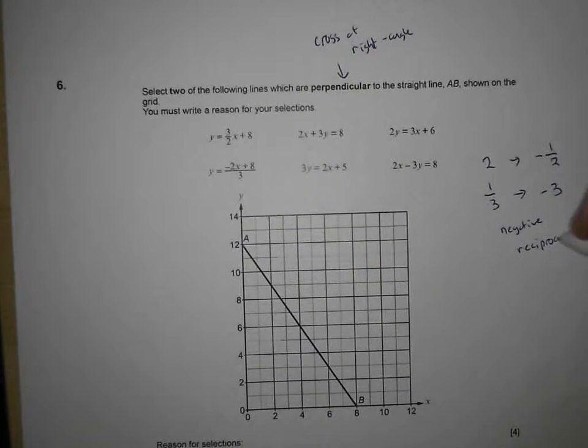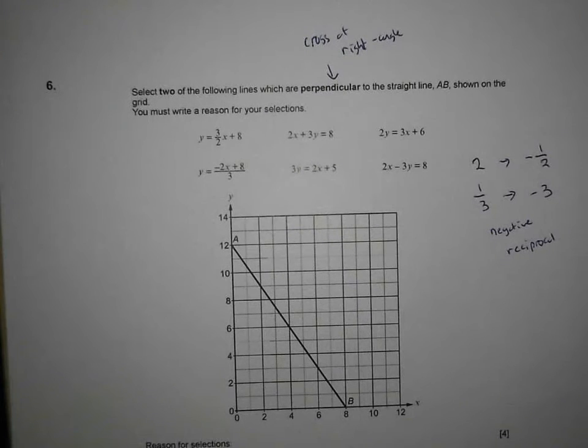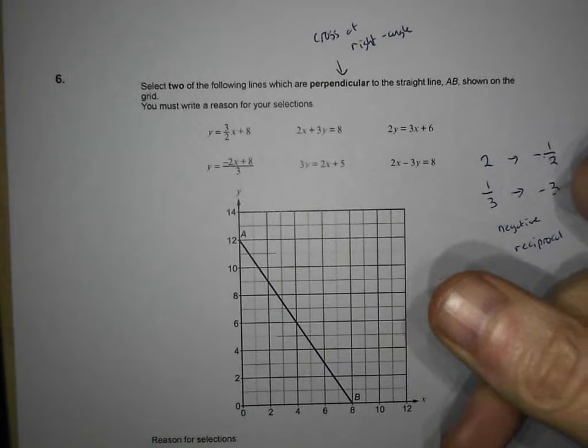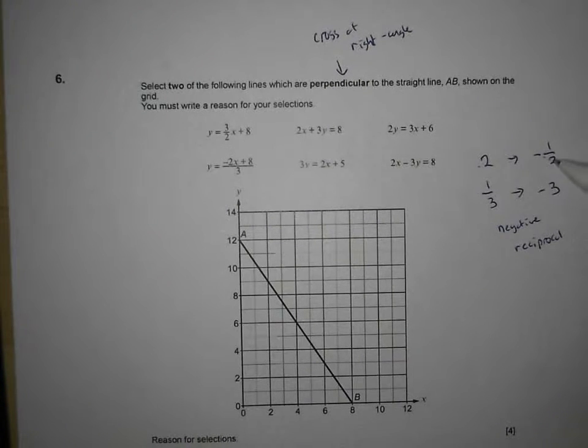of each other. The way I like to say this to my students is that you change the sign, so it goes from positive to negative, and you flip it upside down. So it goes from 2 to 1 over 2, or from 1 over 3 to 3. So it's the negative reciprocal. You flip it over and change the sign.